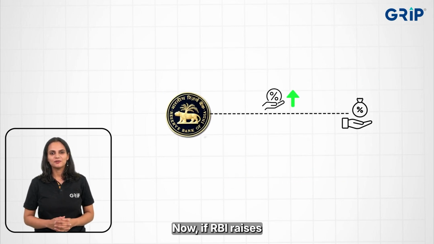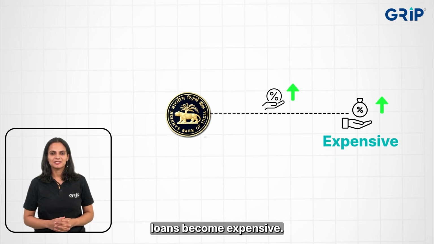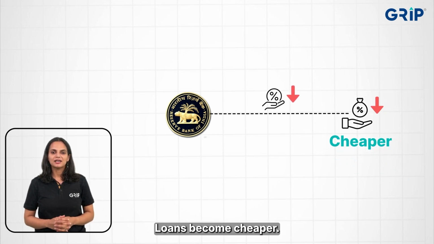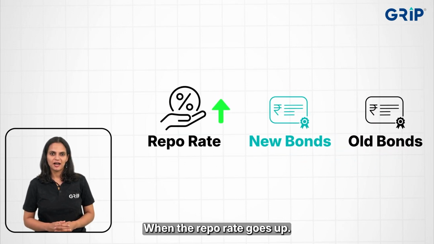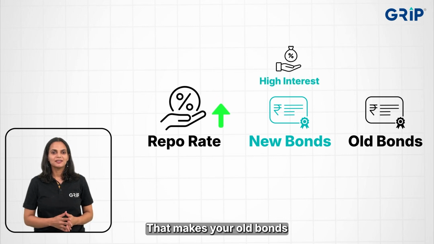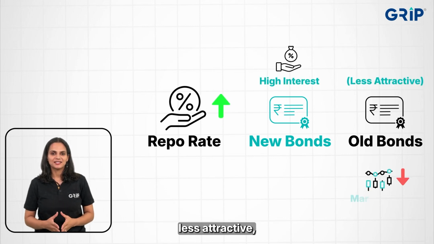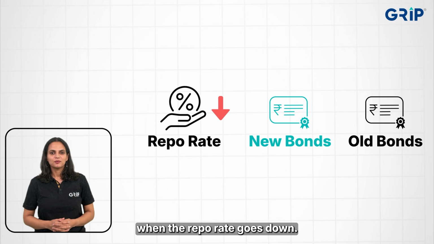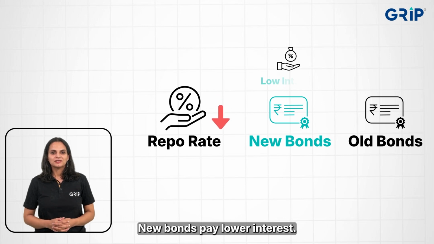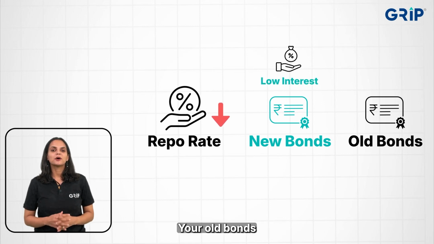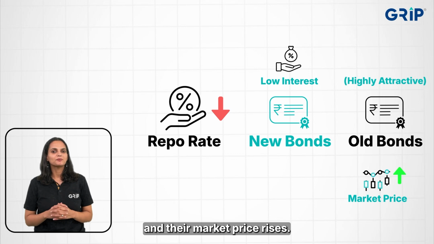Now, if RBI raises the repo, loans become expensive. If it cuts the repo, loans become cheaper. When the repo rate goes up, new bonds pay higher interest. That makes your old bonds less attractive, so their market price falls. When the repo rate goes down, new bonds pay lower interest. Your old bonds suddenly look better and their market price rises.